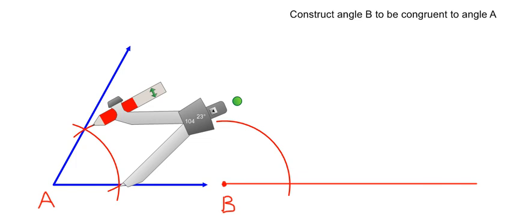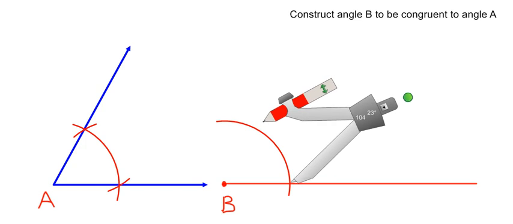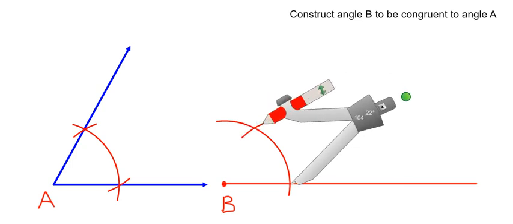What you're going to do then is, on the new line that you're making, where that arc actually crosses, I want you to put your compass right here in this location. Again, being as precise as you can. Then from here, what you're going to do is make that same arc. So basically what we've done is duplicated what we've done on angle A.